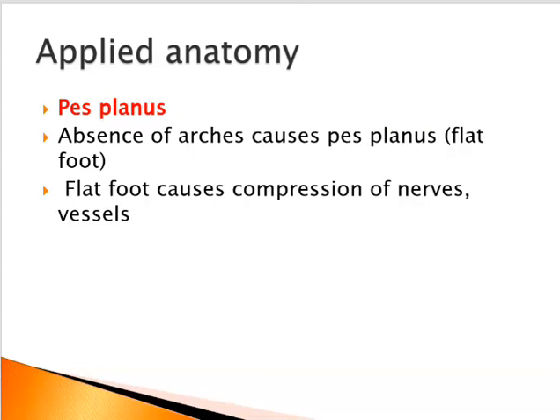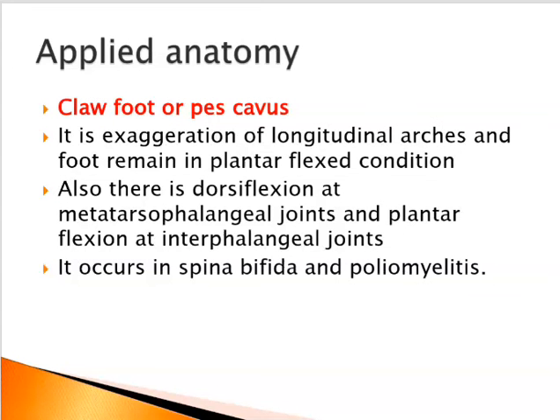Then in applied anatomy, there is one condition called pes planus. Absence of arches causes pes planus or flat foot. Flat foot causes compression of nerves and vessels. Then there is another condition called claw foot or pes cavus. It is exaggeration of longitudinal arches and the foot remains in plantar flexed condition. Also there is dorsiflexion at the metatarsophalangeal joints and plantar flexion at interphalangeal joints. This condition occurs in spina bifida and poliomyelitis. Thank you.